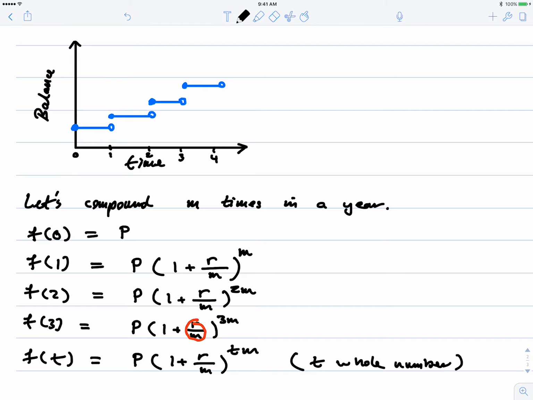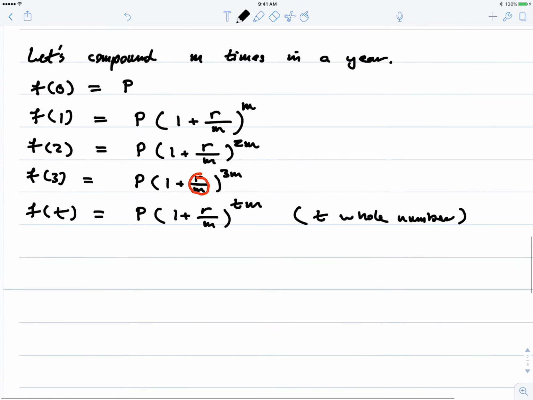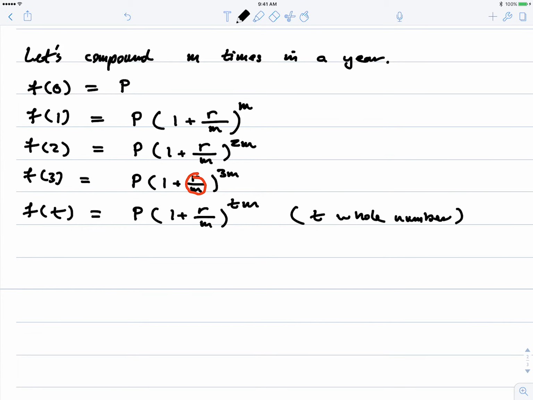It would kind of jump in smaller intervals. So here's a really interesting example. Let's think about what happens in the following case. This example is going to be interesting from two perspectives.